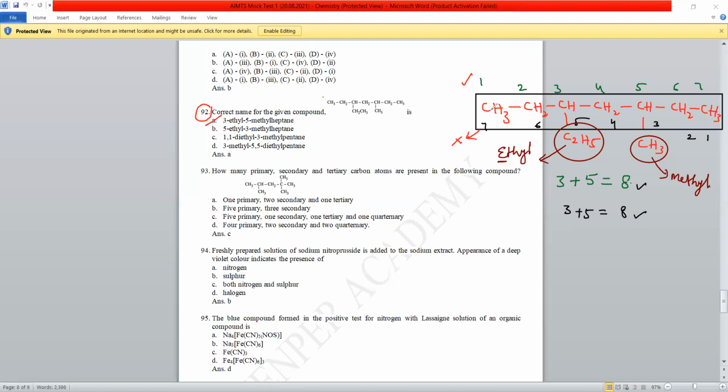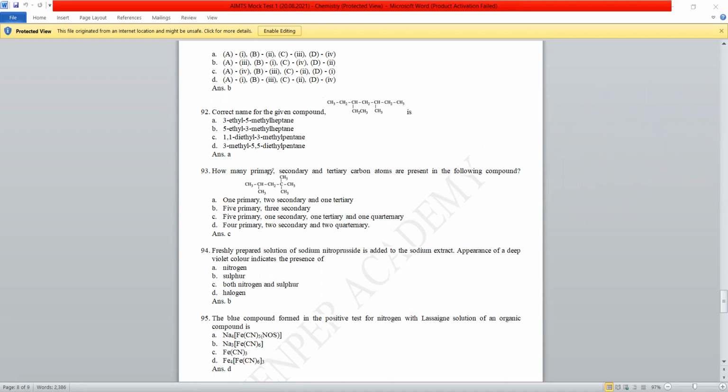So this type of question is very important, students. Keep it in your mind. Next, question number 93. How many primary, secondary, tertiary carbons are there in the following compound? I'm writing the structure here. Let's check. This is a very easy question. They are asking about the types of carbons.